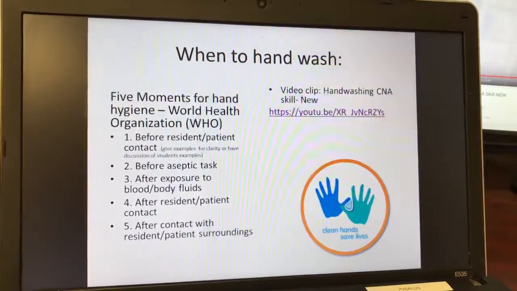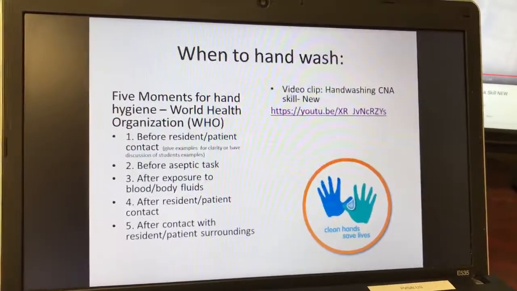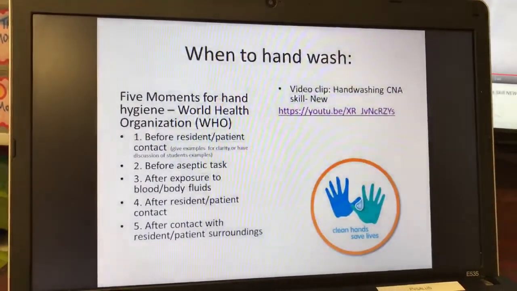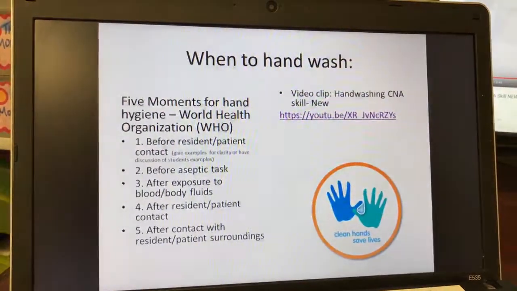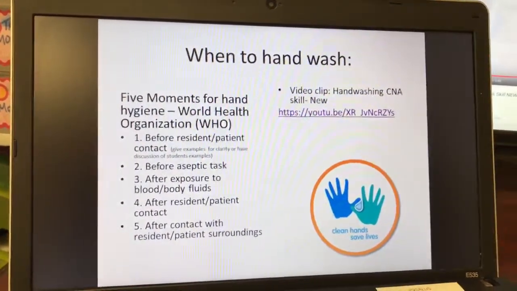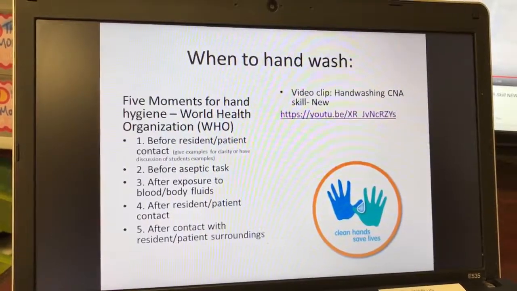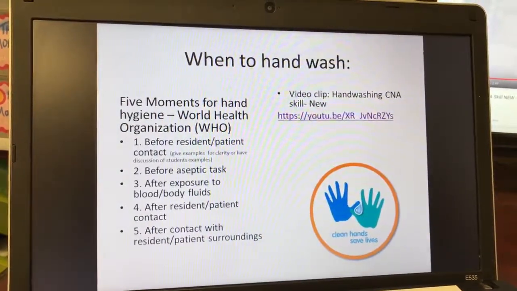Number 2, before aseptic tasks. 3, after exposure to blood and bodily fluids. 4, after resident or patient contact. 5, after contact with resident or patient surroundings.